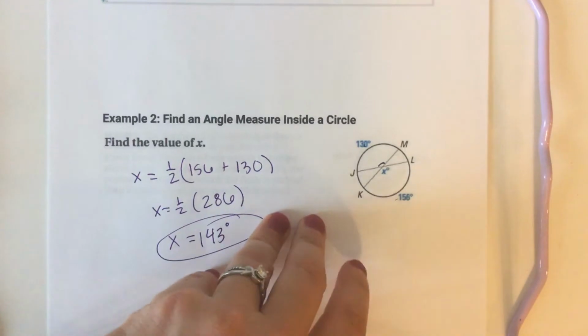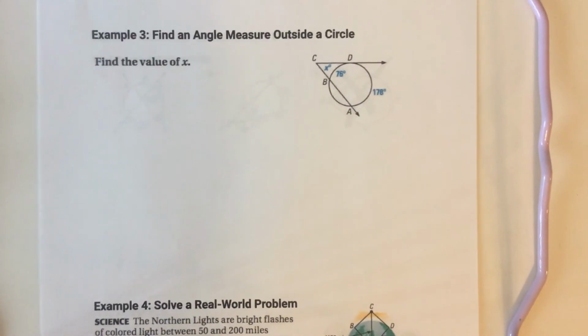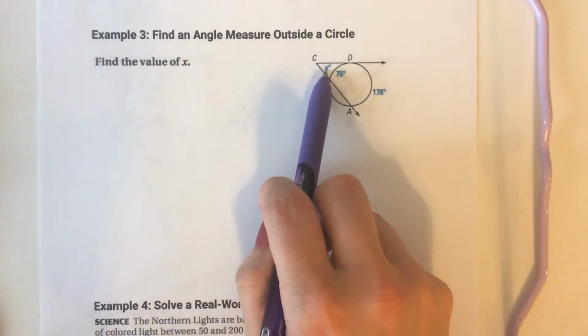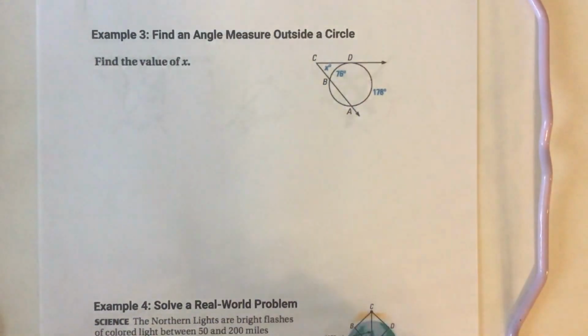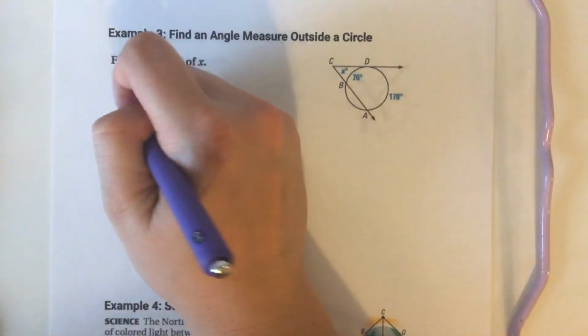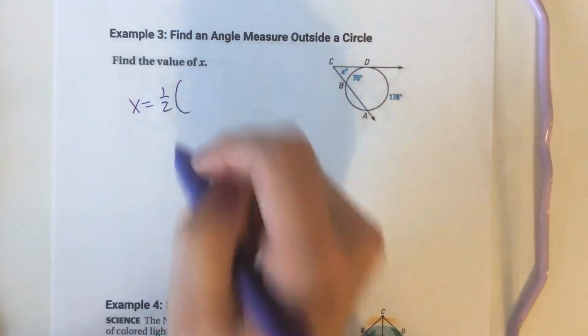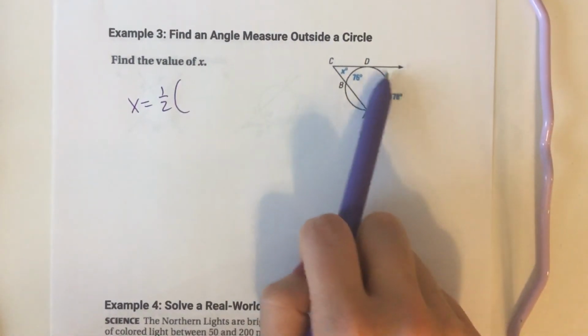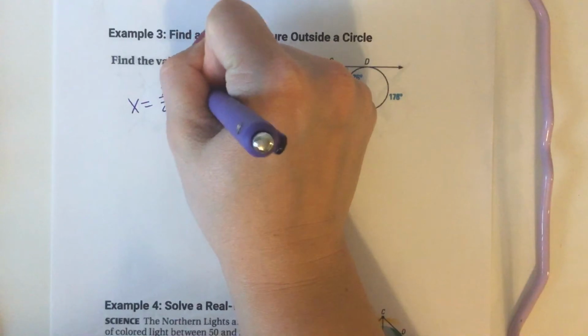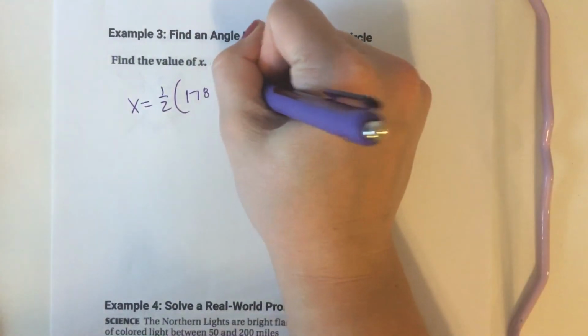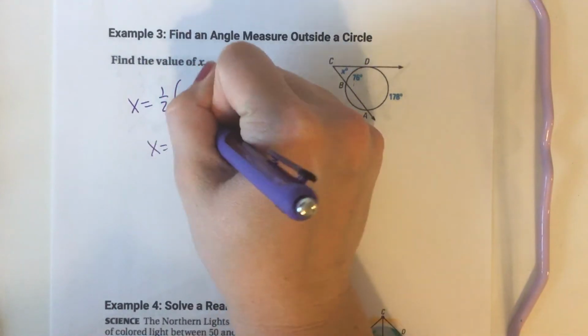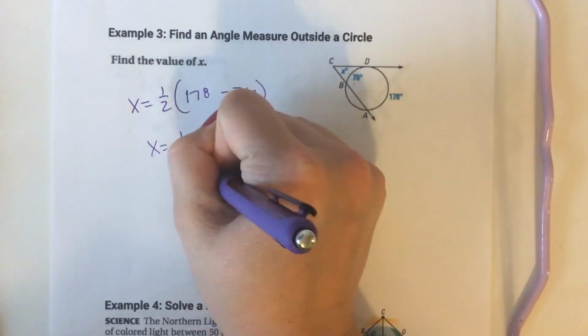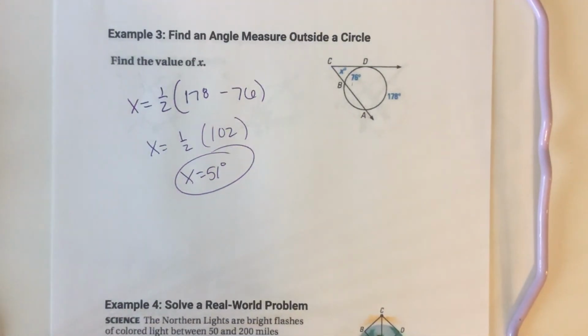So what if we intersect outside the circle? Let's see an example with that. So we're still finding x, and as you can see, it's created outside the circle. So since it's outside the circle, we are going to be thinking of difference. We're going to subtract. So we know that x is going to equal 1/2, always have that 1/2 out in front, the bigger arc, so 178, minus the smaller arc, 76, to get that x equals 1/2 of 102, which is just 51 degrees. And we're done.